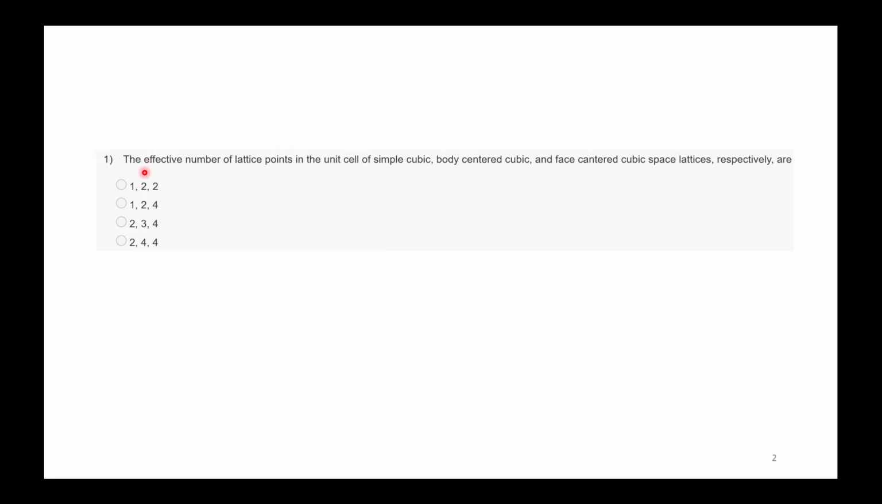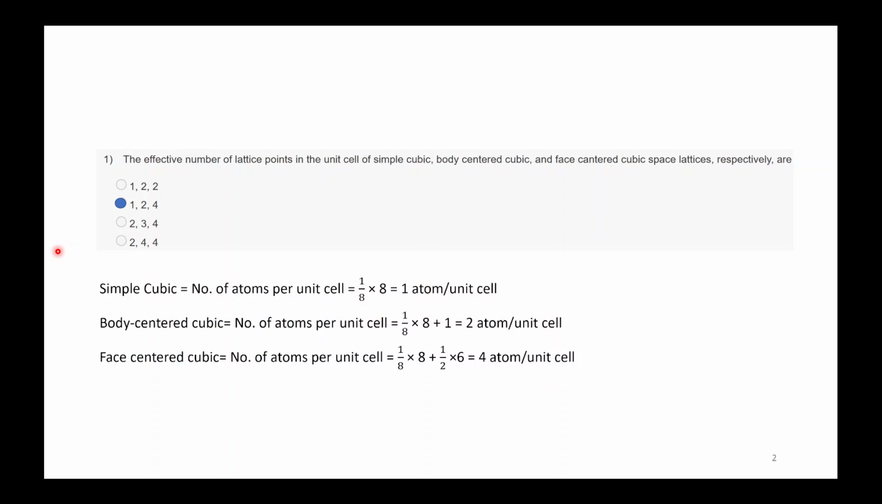Our first question is: the effective number of lattice points in the unit cell of simple cubic, body-centered cubic and face-centered cubic space lattices respectively are? Four options are given. First is 1, 2, 2; second is 1, 2, 4; third is 2, 3, 4; and another option is 2, 4, 4. What should be the correct answer? The answer will be B, 1, 2, 4, and it can be explained by calculating these numbers.